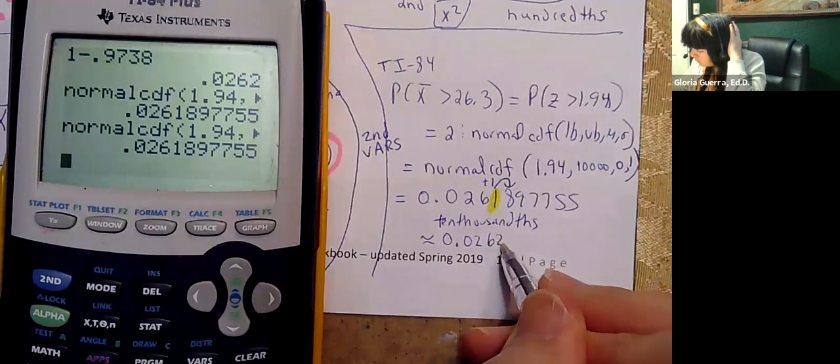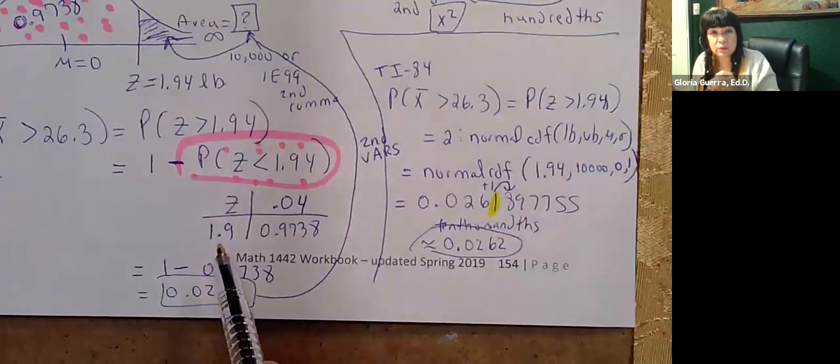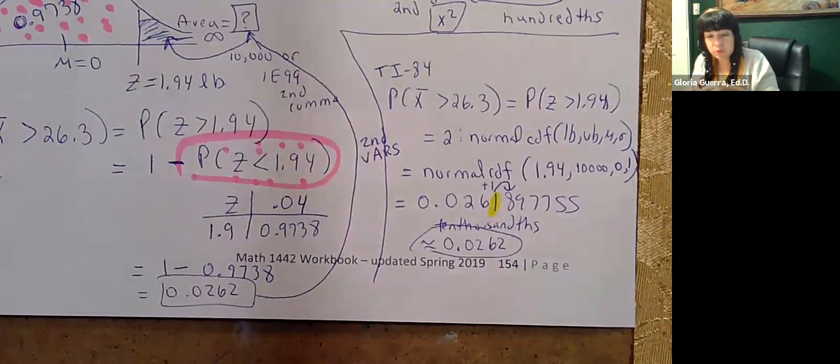0.0262. You see, that matches what we got using the table method. Okay, so I'm required to show you both. On the test, on some problems you'll be asked to use the table, and on some problems you'll be asked to use the calculator, so just follow directions. Also, when you do your homework, if they ask you to use the table, use the table.